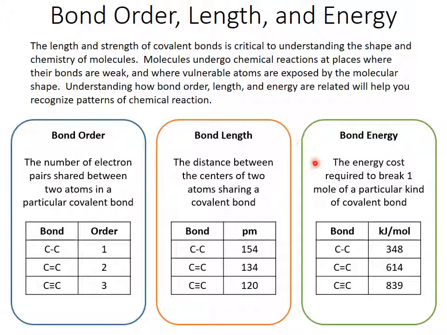Bond energy is the energy cost required to break 1 mole of a particular kind of covalent bond. Remember that bonded atoms are more stable than free atoms. They are lower in energy, so we always have to pay energy to break a bond. These energies are given in kilojoules per mole, and for example, a carbon-carbon single bond has a bond energy of 348 kilojoules per mole. Now you may have been looking at these tables on the slide and beginning to pick up on some patterns as to how these three concepts are related. Let's take a peek.